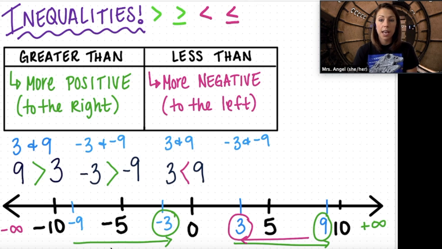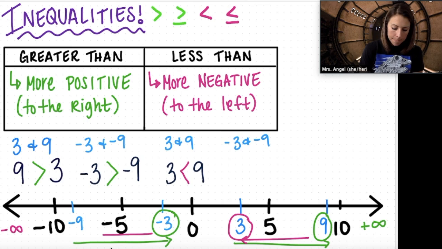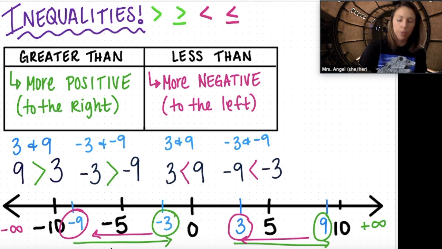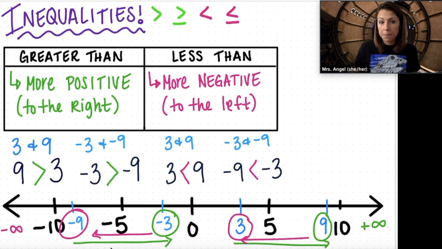Let's look at -3 and -9. Which one is more negative, meaning more to the left and closer to -infinity? -9, which means that -9 is less than -3. So as long as you can keep this in mind, that greater and less than has to do with its positive and negative value, then you won't be fooled when you get to the negative side of the number line.